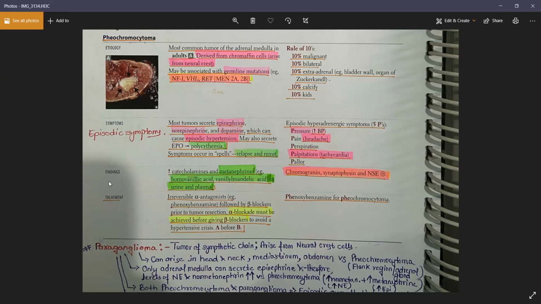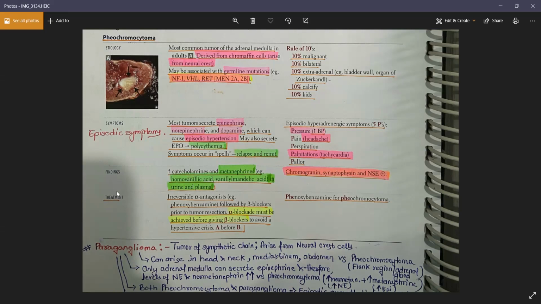Now the findings will be, of course, increased metabolites of the catecholamines, which are the metanephrines and the vanillylmandelic acid, VMA, in the urine as well as in the plasma. You will also get positive neuroendocrine markers, which are chromogranin, synaptophysin, and neuron-specific enolase. These are the three most common ones, which you will see in every neuroendocrine tumor.